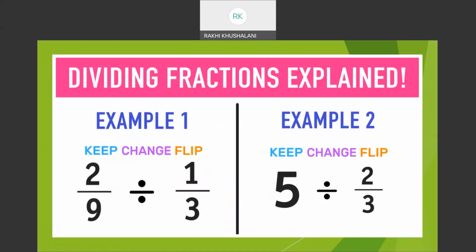Dividing fractions. Example 1, example 2 of keep, change and flip. 2 by 9 divided by 1 by 3. The next example is 5 divided by 2 by 3.